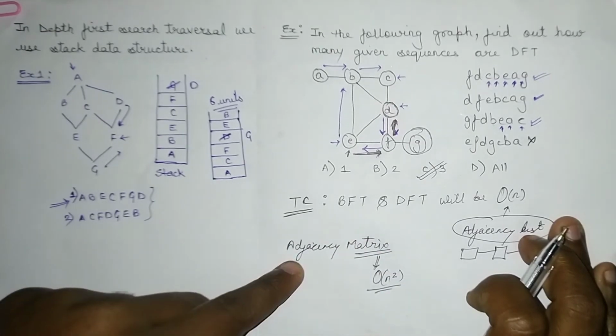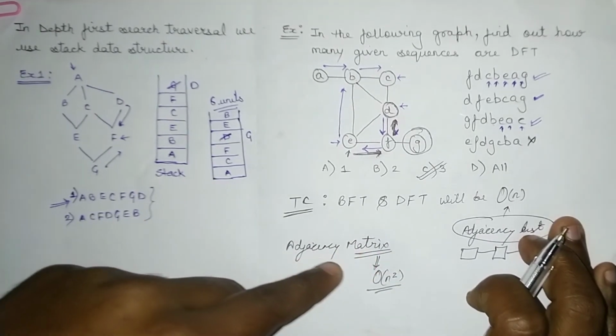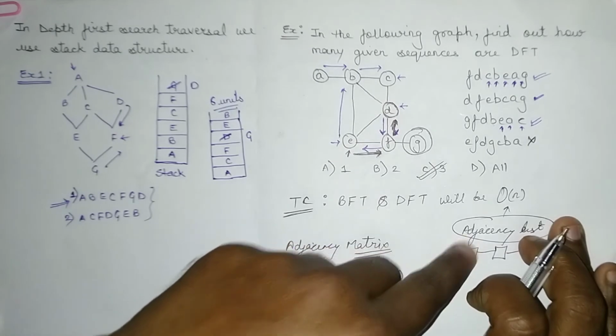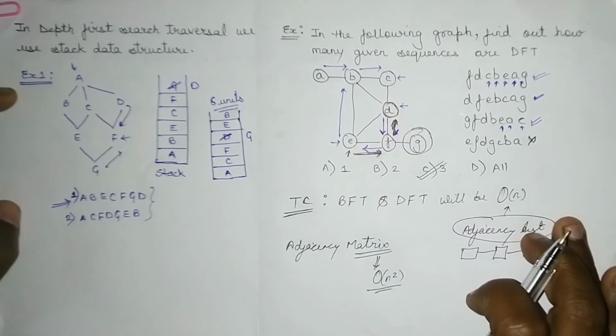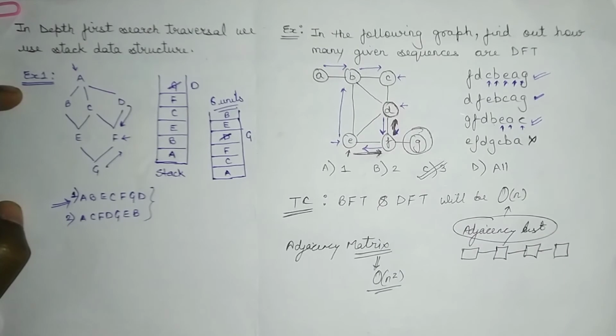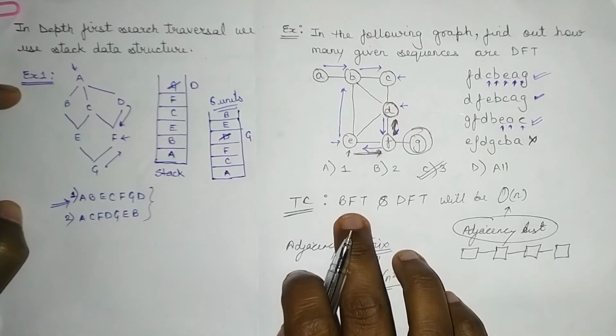I have already explained how the time complexity varies between the adjacency matrix and the adjacency list, when I was explaining Prim's algorithm. So the same thing applies over here. Now what are the different applications that you have to understand? There are numerous applications of BFT and DFT, out of which several are common. One is that you can find out whether a graph is connected or not.